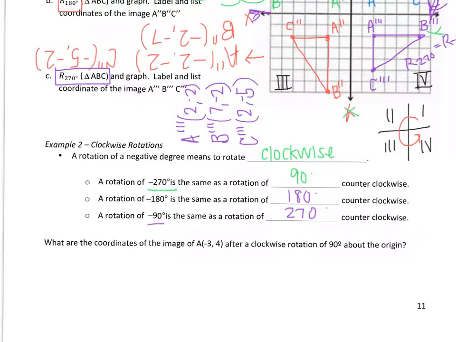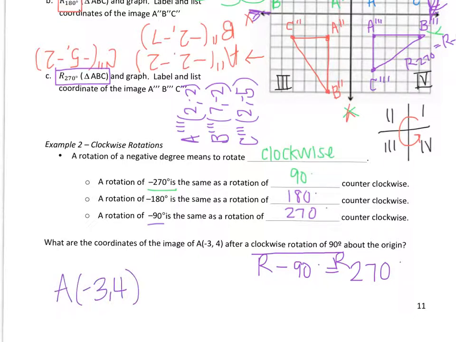And then our last question here is related to the clockwise rotation. So here it says, what are the coordinates of the image of A (-3, 4) after a clockwise rotation of positive 90? Now, if we're going clockwise, that means that it's actually a negative 90. And negative 90 is the same thing as a rotation of positive 270. So here, I want to take this point A (-3, 4) and rotate it positive 270.